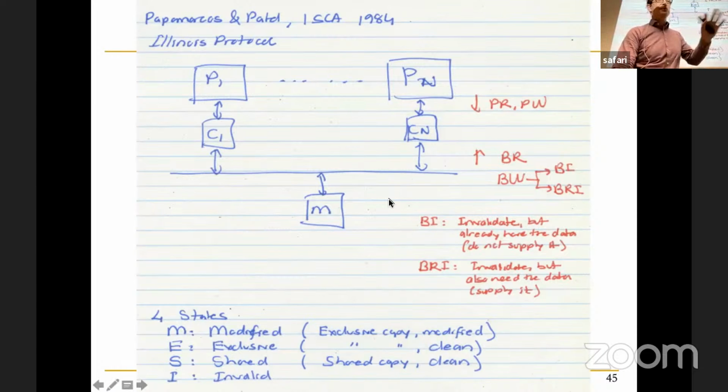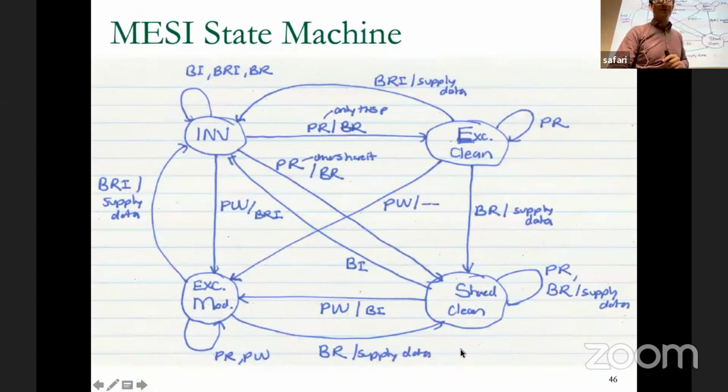But we have two different types of bus write. I'm going to call them bus invalidate and bus read invalidate. The first one is invalidate, but you already have the data, so do not supply it. The other one is invalidate, but you also need the data, so supply it. And then we have four states. M, S, I are essentially the same as what we had earlier. We add this exclusive state, which is essentially exclusive and clean. Hopefully that makes sense also.